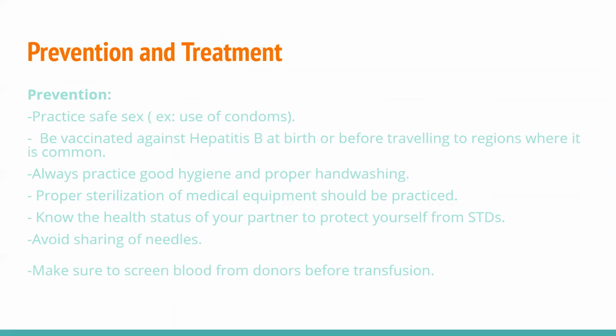So for the prevention, hepatitis B can be prevented by getting a vaccine at birth, probably within 24 hours. But it's also important to practice safe sex, always practice good hygiene and proper hand washing, proper sterilization of medical equipment, know the health status of your partner to protect yourself from STDs, avoid sharing of needles, and make sure to screen blood from donors before transfusion.